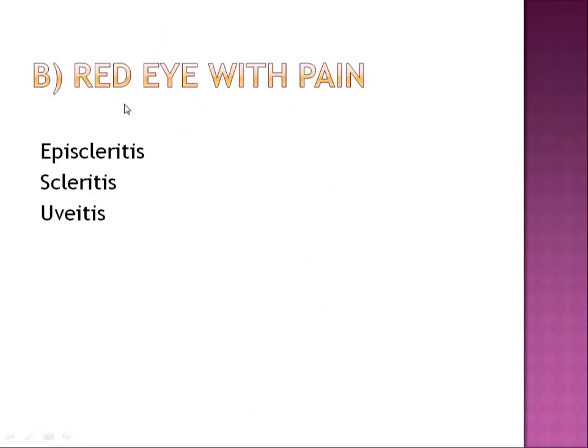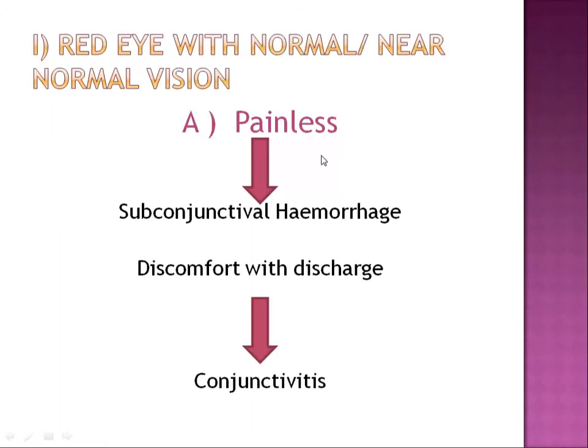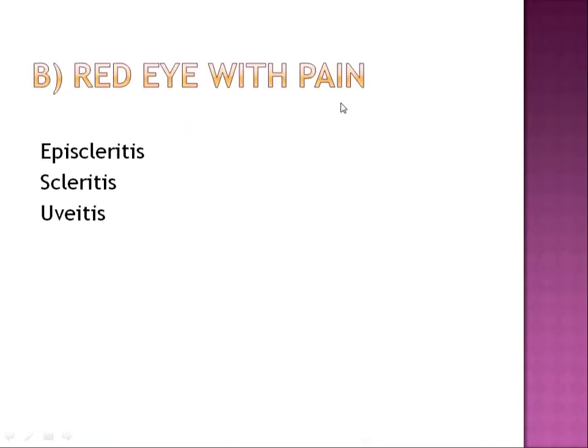Now, we will see red eye with pain. What are the conditions which can cause red eye with pain? Here I'm considering only normal vision. Pain, but still the vision is normal, not very severely affected, or it could be up to 6/12. These conditions are episcleritis, scleritis, and uveitis. So how do you differentiate? In episcleritis or scleritis, there is involvement of the outer layers, whereas in uveitis, the anterior chamber with the typical signs and symptoms will be present. So that is how you can come to a particular diagnosis.